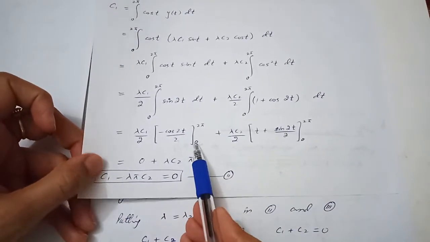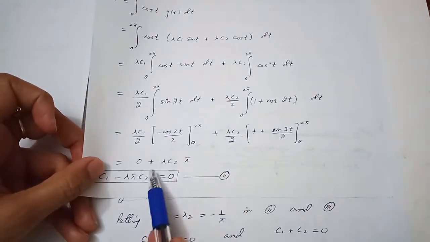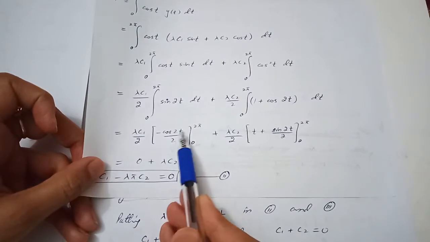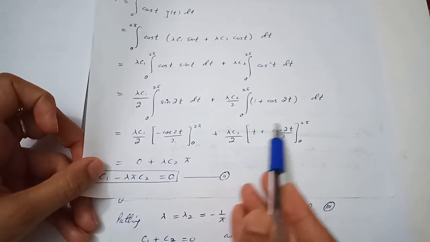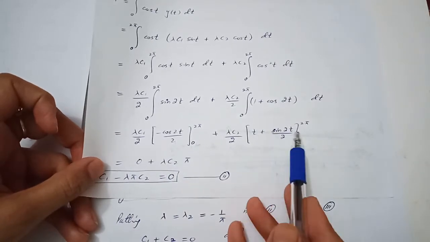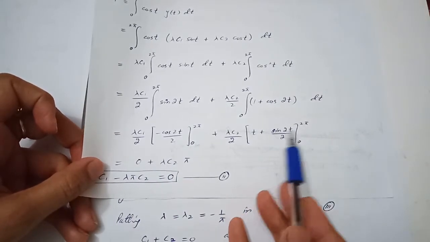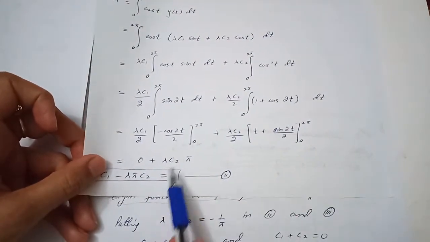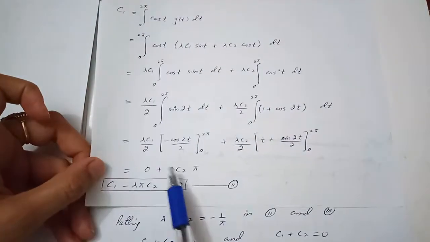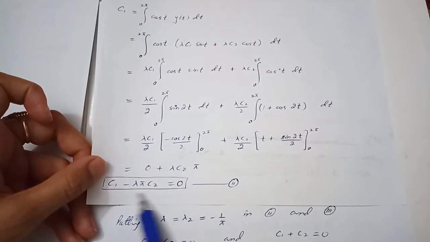The limits of integration are from 0 to 2π. First, in place of t, plug in the upper limit 2π, then minus, plug in the lower limit 0, in both of these. After simplifying, we get c1 = 0 + λ c2 π. So I got this equation 2.